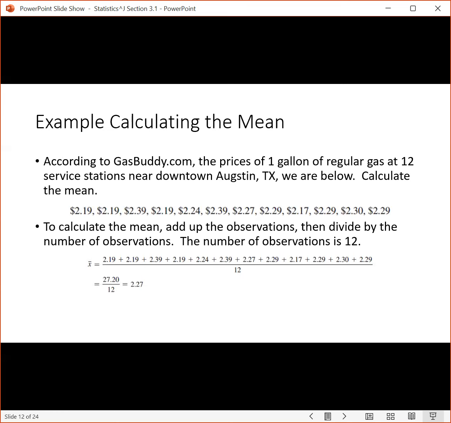Let's look at an example of calculating the mean. According to gasbuddy.com, the price of one gallon of regular gas at 12 service stations in downtown Austin is listed below. This was a different era in terms of gas prices than today. So we've got 12 gas prices, and we want to calculate the mean. To do that, we sum the observations, then divide by the number of observations, and that gets us the mean.